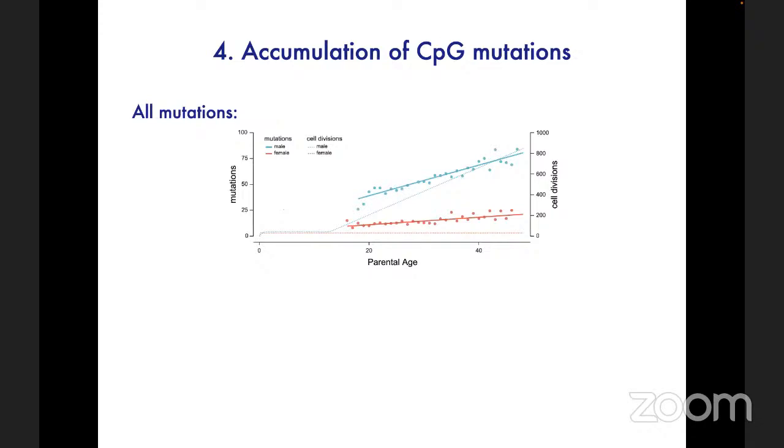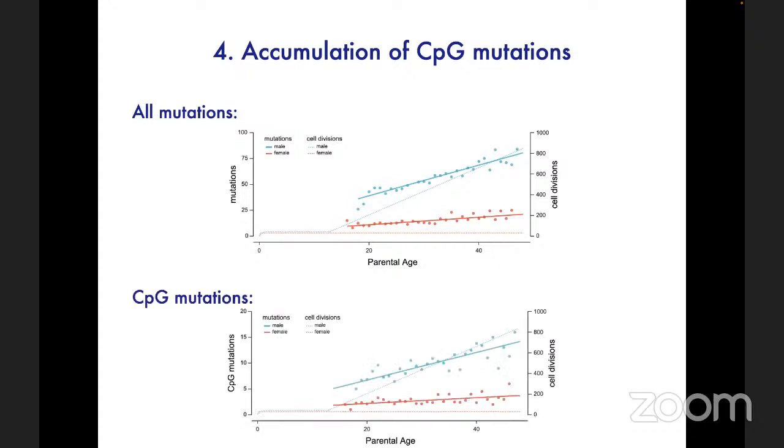Here, again, is the accumulation of all mutations in human males and human females, and the cell division rate there. And then here's the accumulation of CpG mutations. CpG mutations are actually quite male biased. It's hard to tell, they're actually slightly less male biased, but there is a female effect in both and a larger male effect in both. And that is not at all predicted by the germline replication hypothesis.